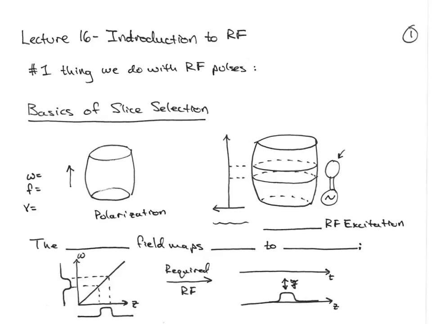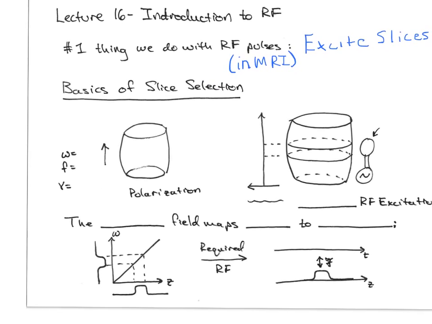Okay, so I'll go a little bit faster through the first part of the slides, since we've already covered this material. The number one thing that we do with selective RF pulses is we excite slices. This is what we do in MRI. In NMR, you don't necessarily excite any slices. You just need the RF pulses for excitation and refocusing. That's why I make that distinction. Now the basics of slice selection, I'm going to talk about next.